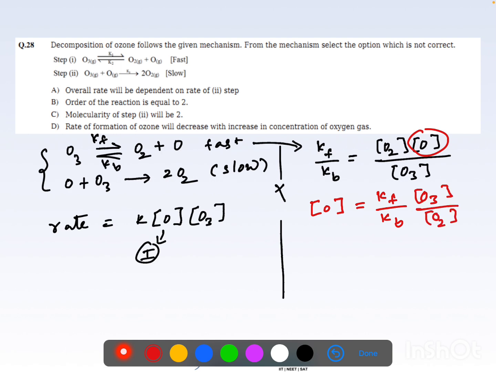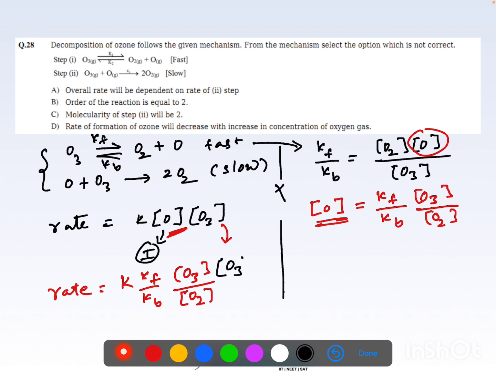Now we can substitute this concentration of O, this one here. So now rate will be equal to K into Kf divided by Kb into concentration of O3 divided by concentration of O2, and this O3 is already there, so this is concentration of O3. Finally, rate will be equal to K effective into concentration of O3 power 2 and concentration of O2 power 1.